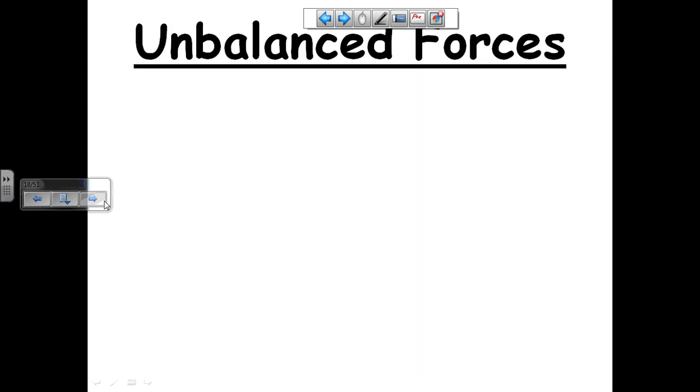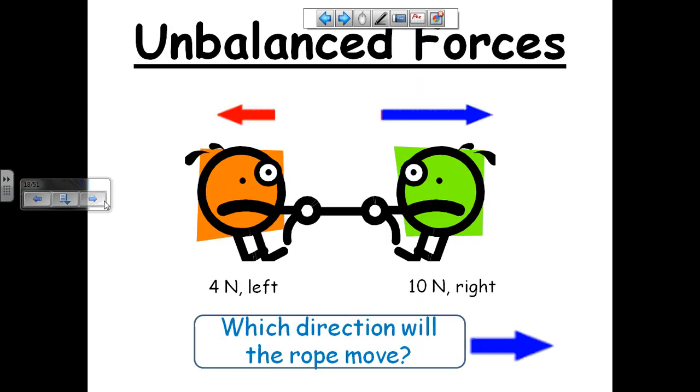Okay? Now let's look at another example of tug of war. Which direction will the rope move? Now in this scenario, we have arrows, but we also have numbers. It indicates the amount of force. This character is pulling with 4 newtons to the left, this person or character is pulling with 10 newtons to the right. The direction, of course, is going to move to the right because that is your larger force.